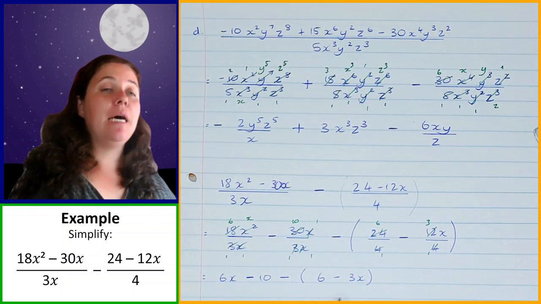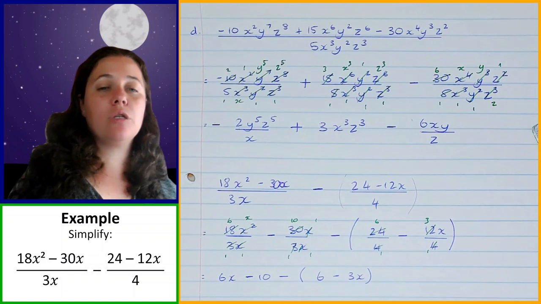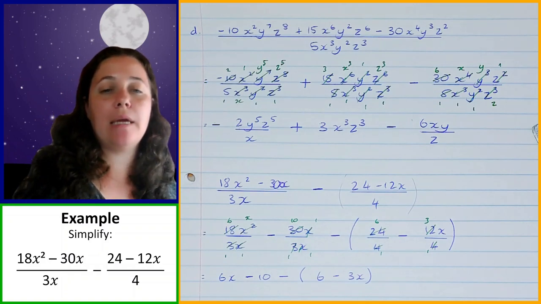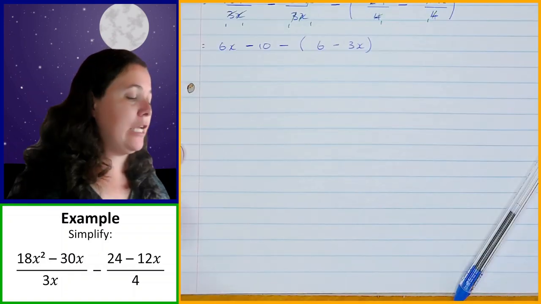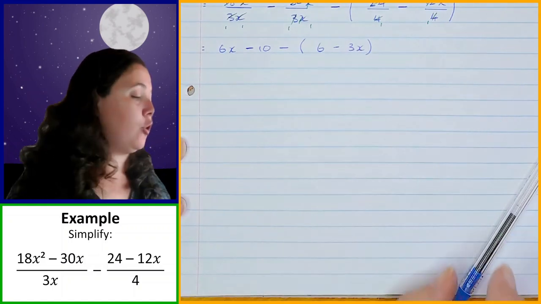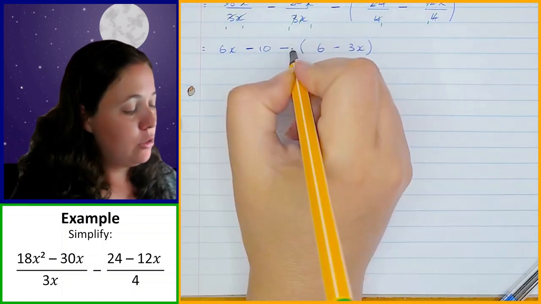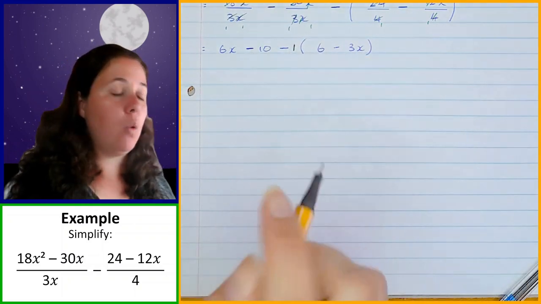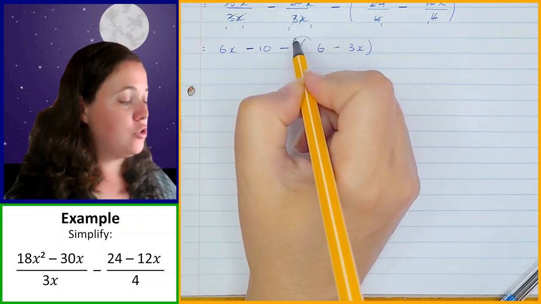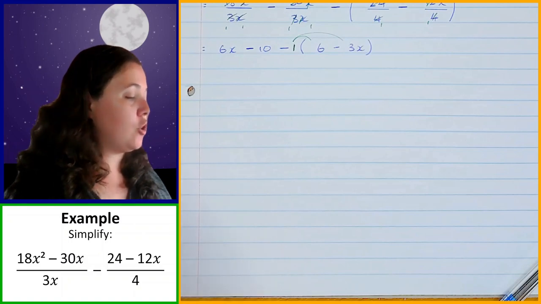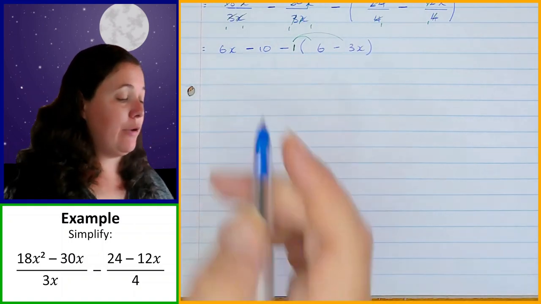Okay, so now I end up with something that looks more like what we're used to when we're doing the multiplication of a polynomial by a monomial. I have to multiply into the brackets. This over here, remember you can't see it, but there is an imaginary little 1 that we're going to multiply into these brackets over here. So I have to get rid of the brackets before I can carry on simplifying.